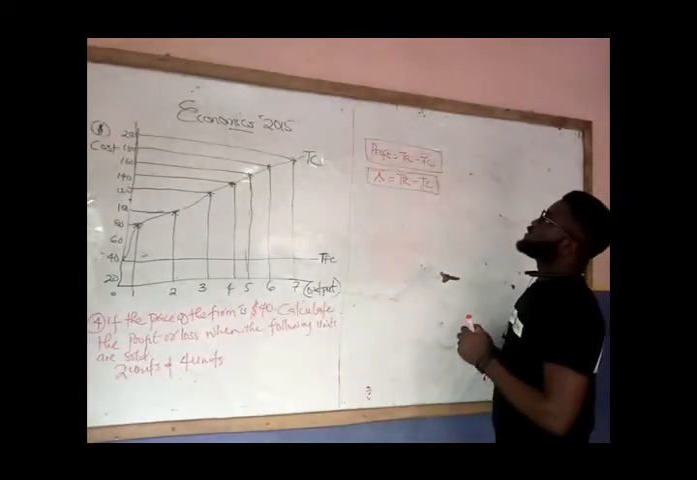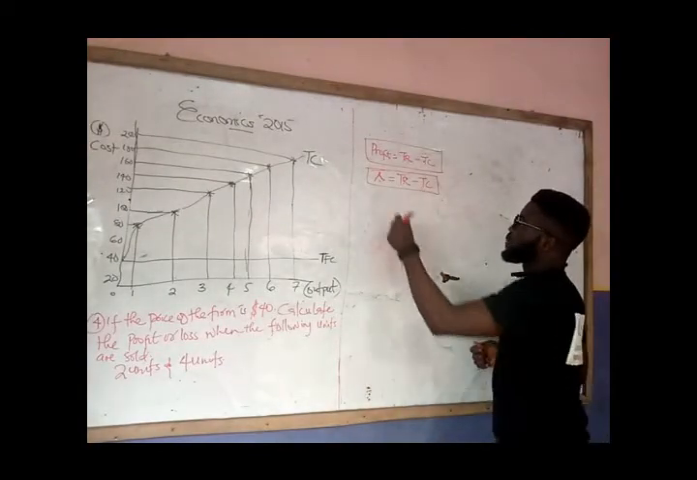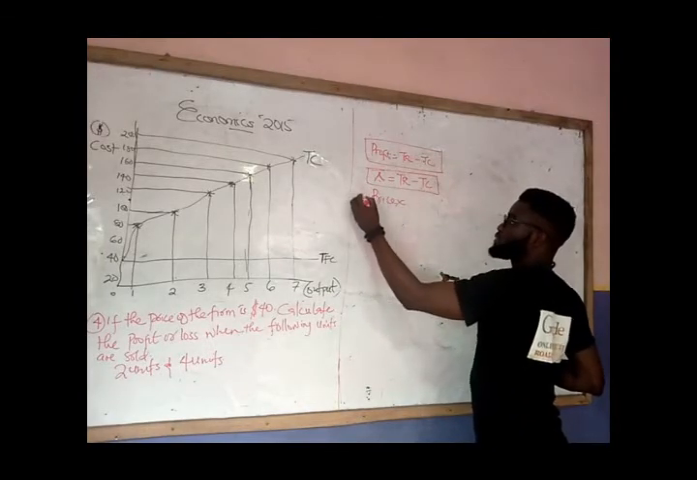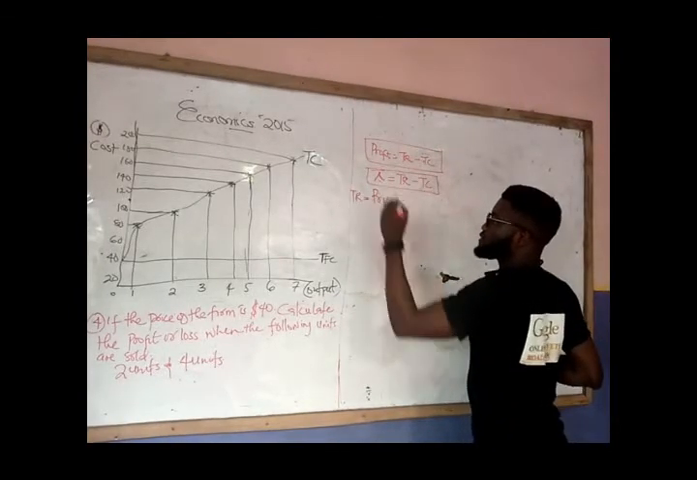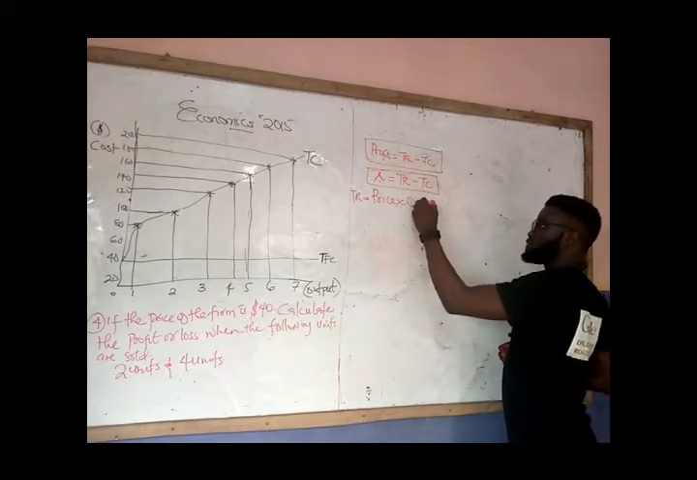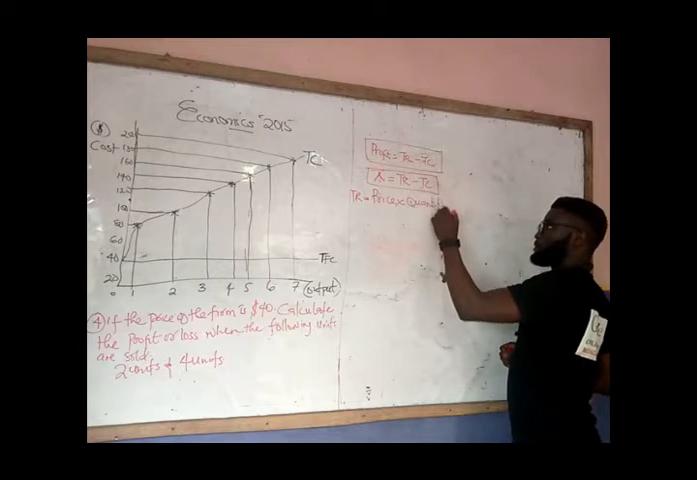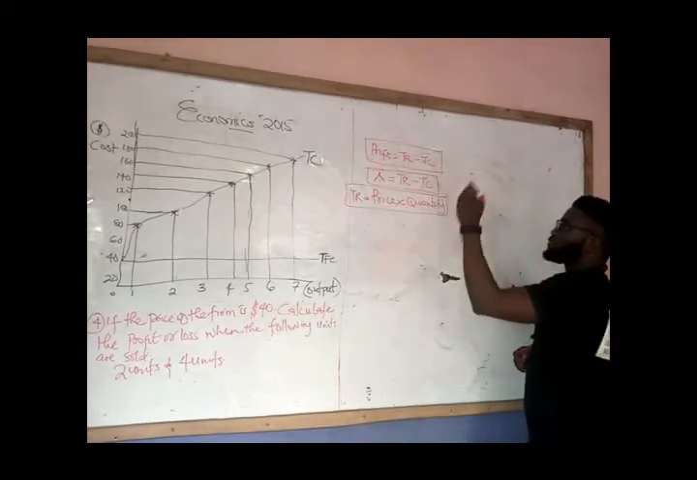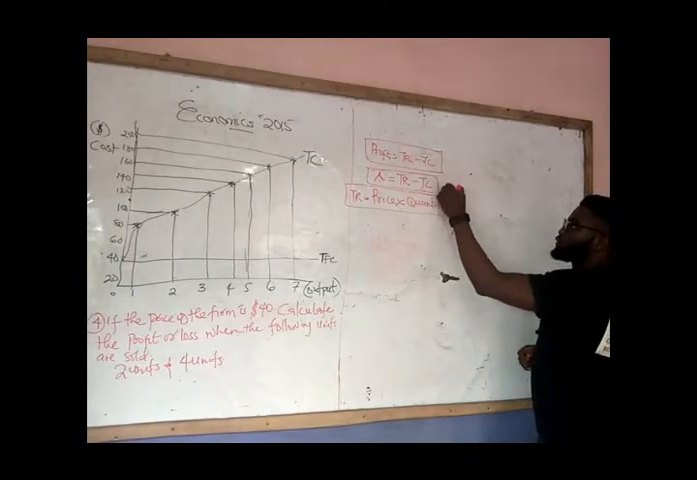To get your TR, which is the total revenue, say price times quantity. Price times quantity. So don't forget, I've given you two formulas here. This is the first one. This is the second formula.